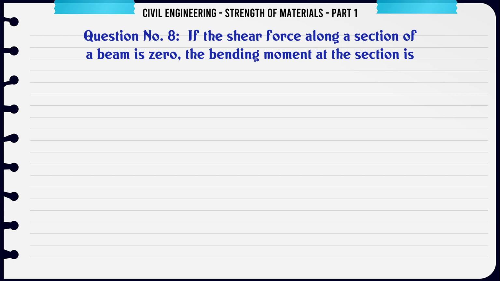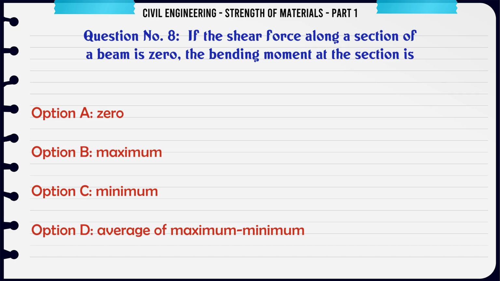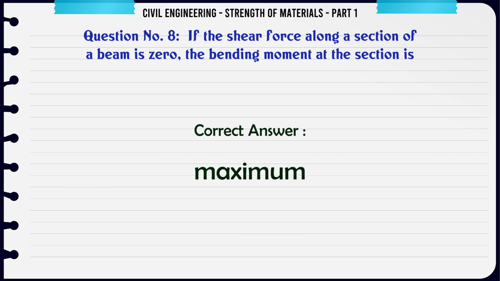If the shear force along a section of a beam is 0, the bending moment at the section is: (a) 0, (b) maximum, (c) minimum, (d) average of maximum and minimum. The correct answer is maximum.